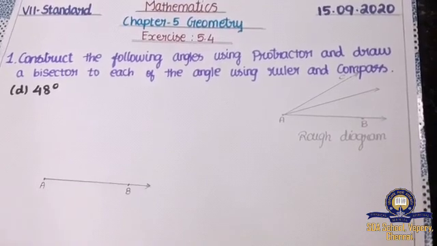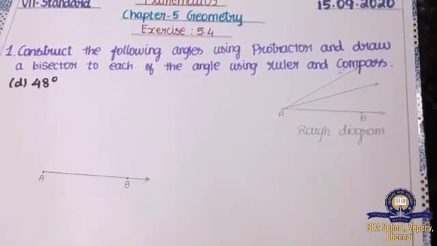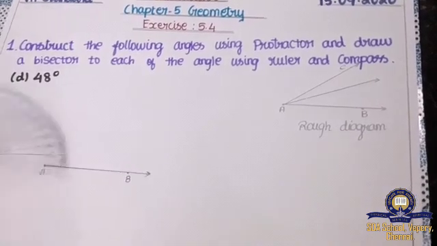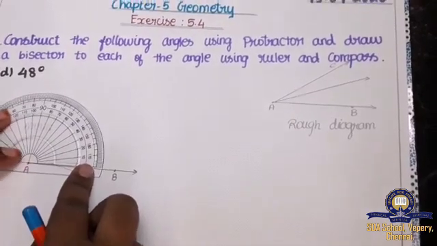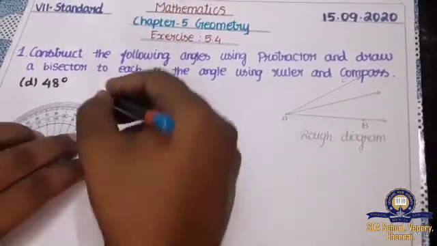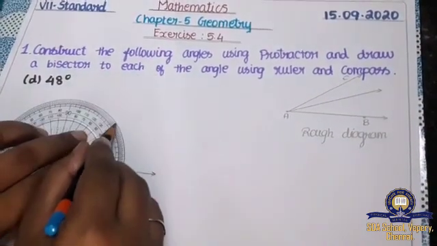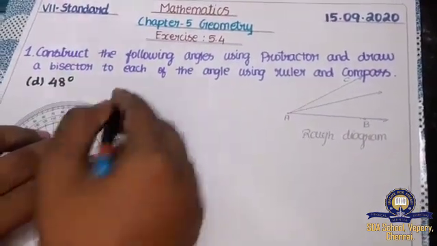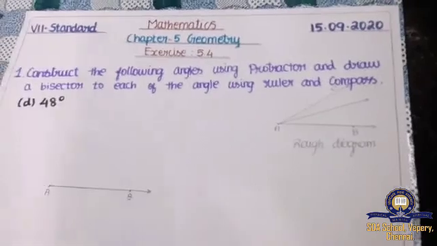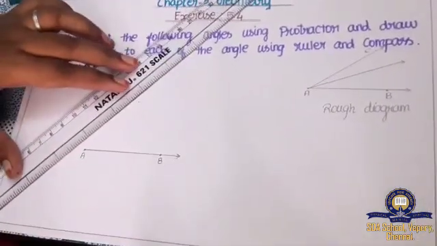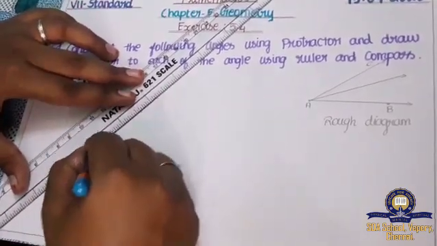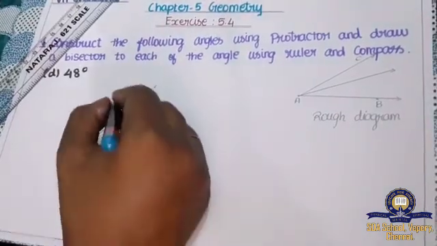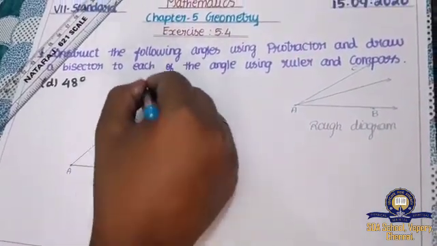Now, what is the angle given here? They gave 48 degrees. So using the protractor with A as center, mark 48 degrees. So here 40 and this is 45. After 3 more points, it gives 48 degrees. After marking this point, you need to join the line and mark the point as C.